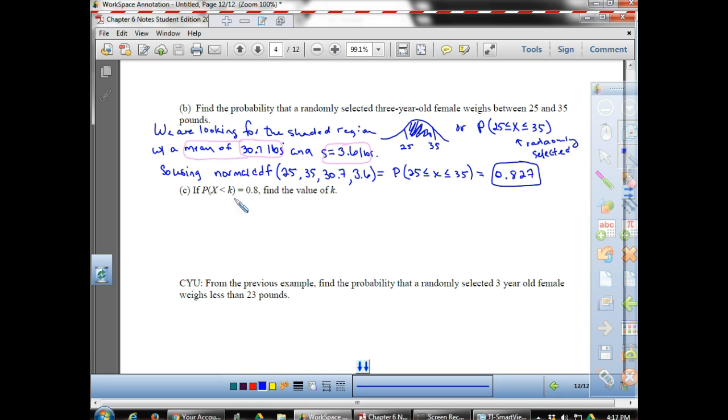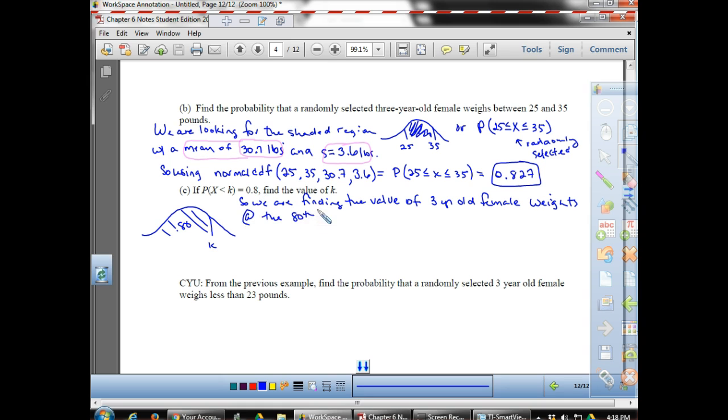So the next question is, if the probability of X being less than K is 0.8, find the value of K. So this is like working backwards, and it's saying that I want you to find K if this area here to the left is 0.8. So isn't it really asking us to find the value of 3-year-old female weights at the 80th percentile?